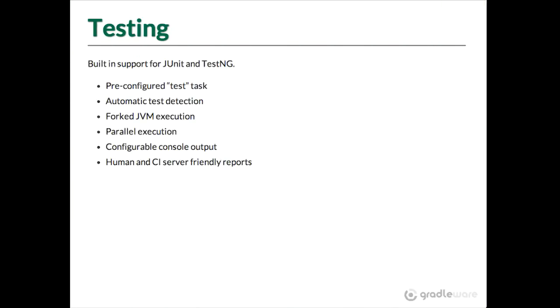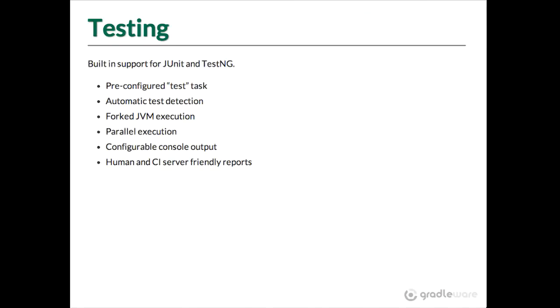As I said, there's built-in support for JUnit and TestNG testing. So out of the box, you get a pre-configured test task. It automatically finds your tests in your test source set. You can control forked JVM execution, so your tests run in an isolated JVM. There's out-of-the-box support for parallel execution of tests. You can configure how much console output you get from running your tests.